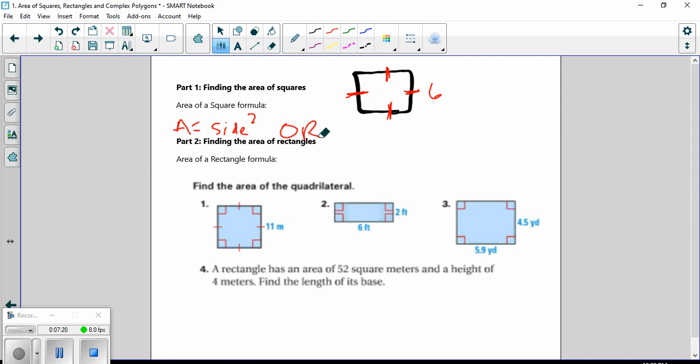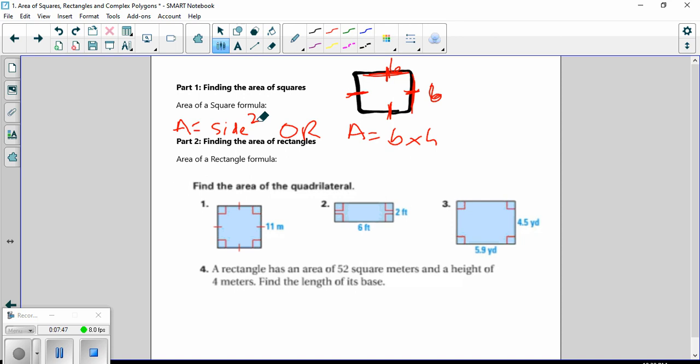So for squares, area is base times height. And your base and your height are going to be the same since all the sides are the same. So if this is 6, then this side is 6. So your base is 6 and your height is also 6. So either way, you get 6 times 6, which is 36. So there's two ways that you can do area for the squares.